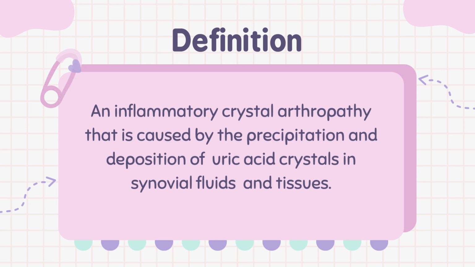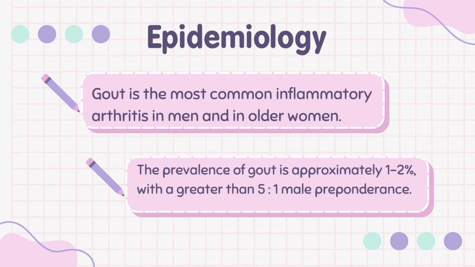Gout is defined as an inflammatory crystal arthropathy that is caused by the precipitation and deposition of uric acid crystals in synovial fluids and tissues. Gout is the most common inflammatory arthritis in men and in older women. The prevalence of gout is approximately 1%, with a greater than 5:1 male preponderance.